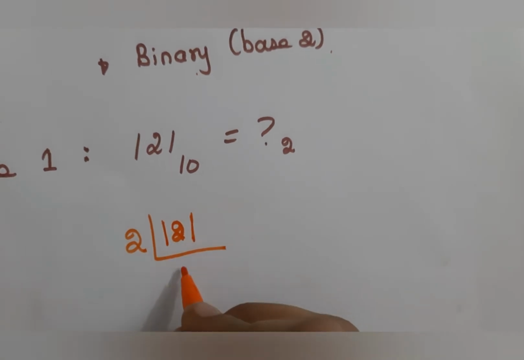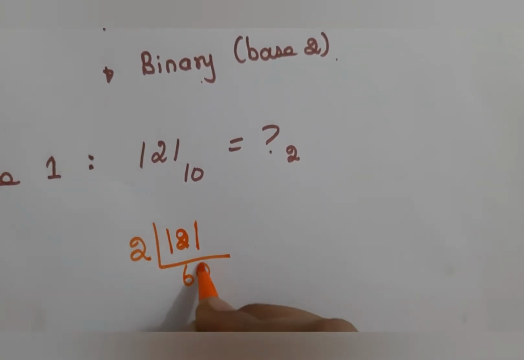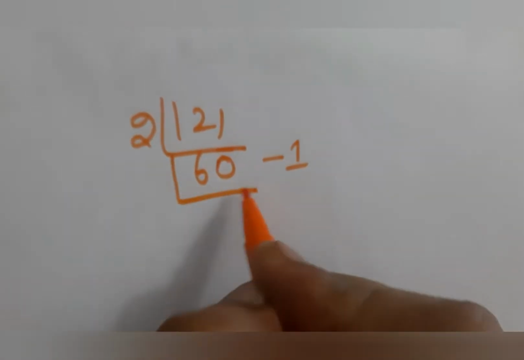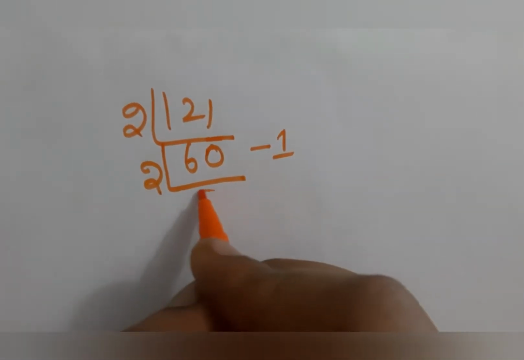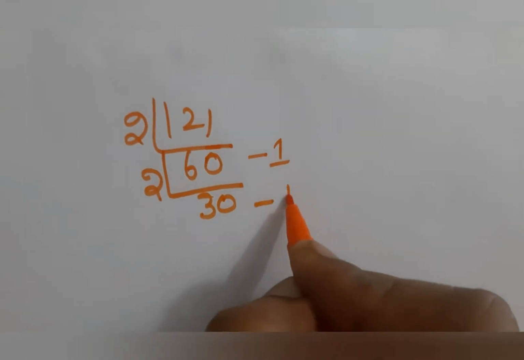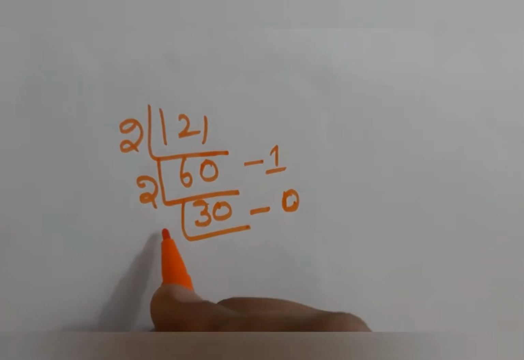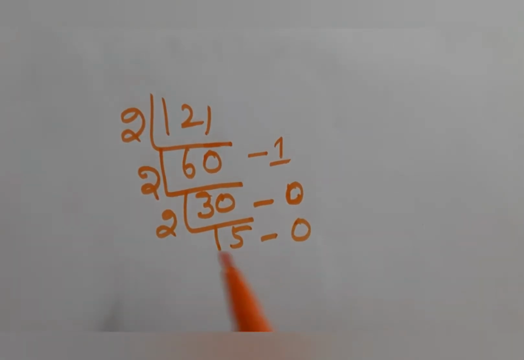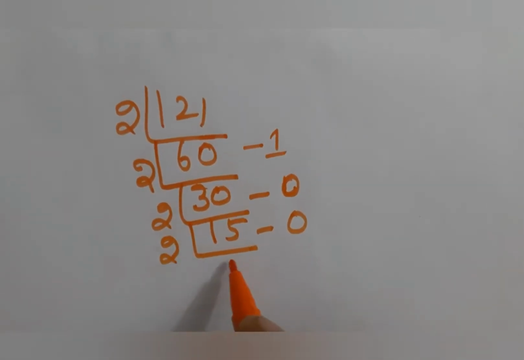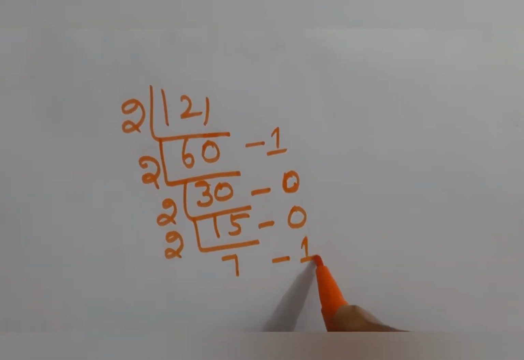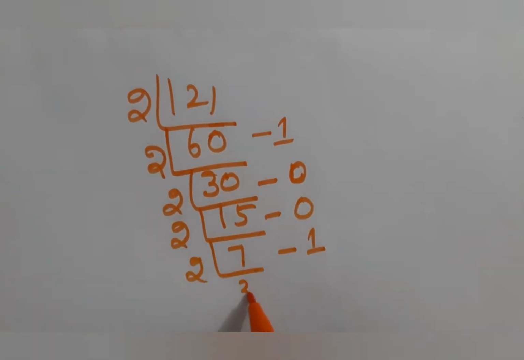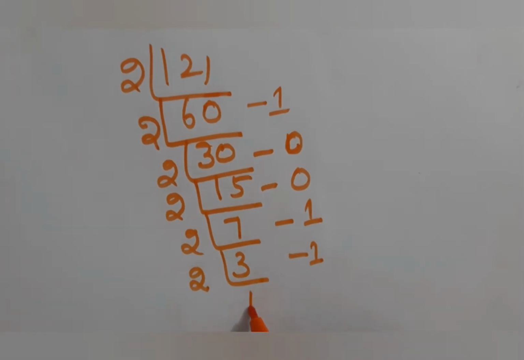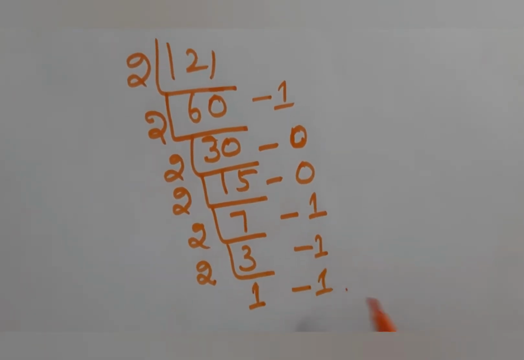So 121 divided by 2 is 60, and the remainder is 1. Then again divide 60 by 2, we get 30, remainder is 0. Then 30 divided by 2 is 15, remainder is 0. Then 15 divided by 2 is 7, and remainder is 1. Then 7 divided by 2 is 3, and remainder is 1. Then 3 divided by 2 is 1, and remainder is 1.